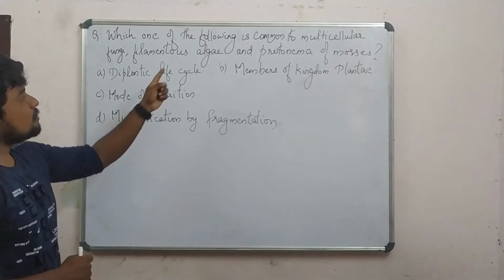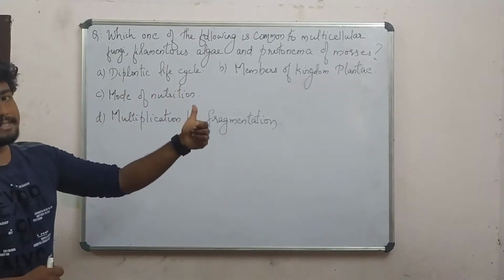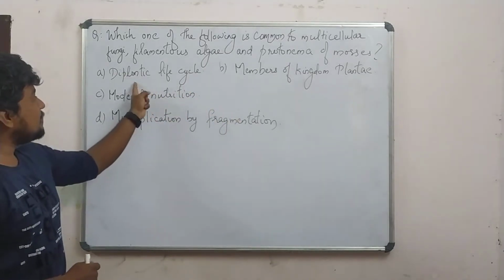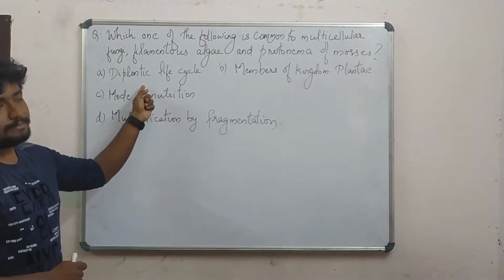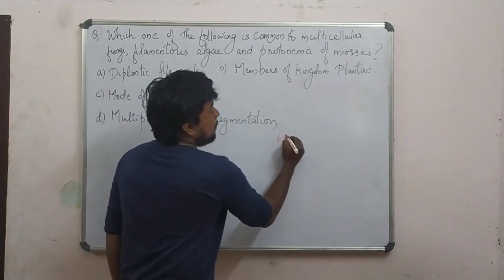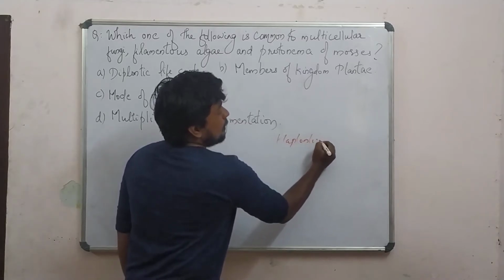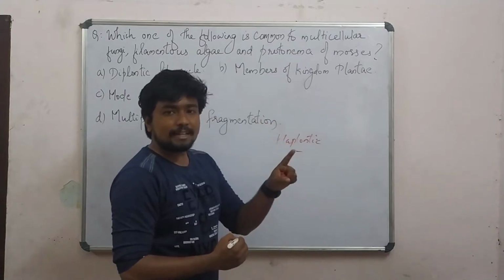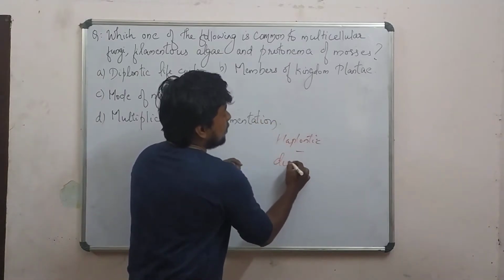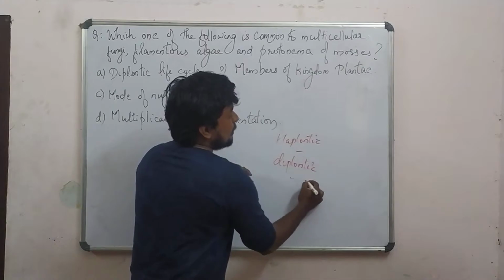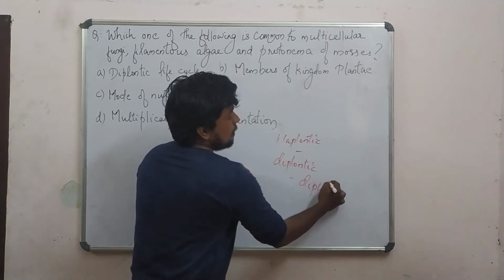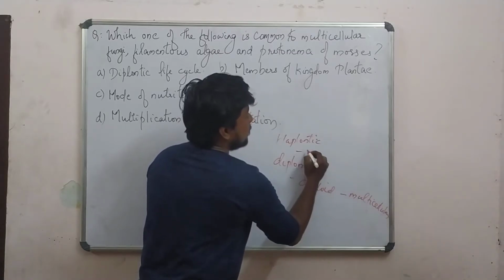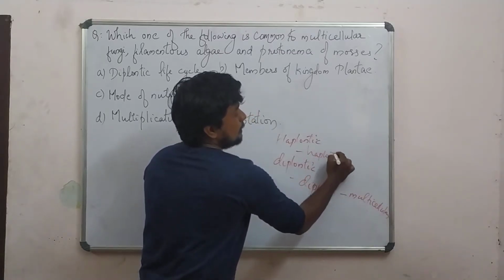So the question is to find out which one is common to multicellular fungi, filamentous algae, and protonema of mosses. The first option is diplontic life cycle. As we know, in the haplontic life cycle, the haploid stage is multicellular, while in the diplontic life cycle, it is the diploid stage that is multicellular. Here it is the haploid stage that is multicellular.